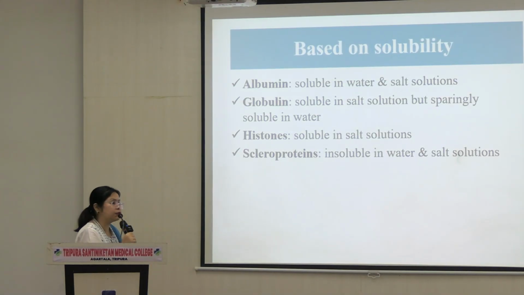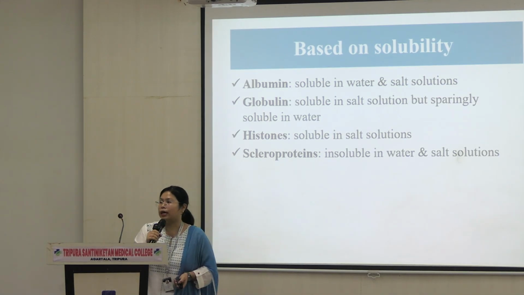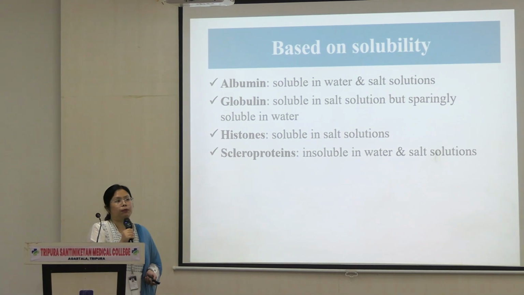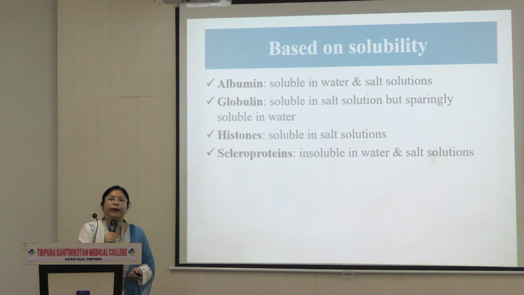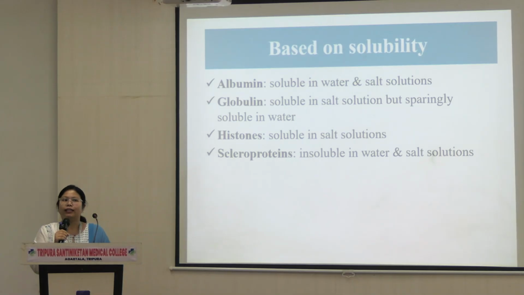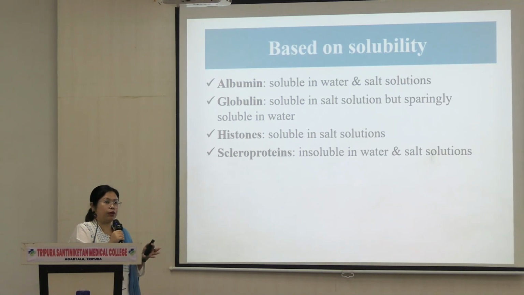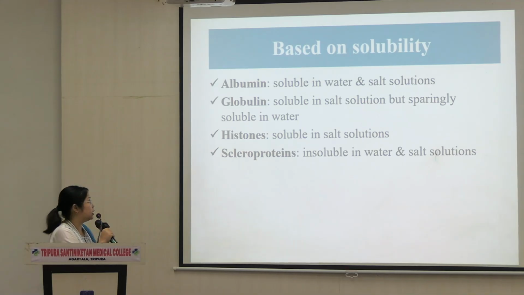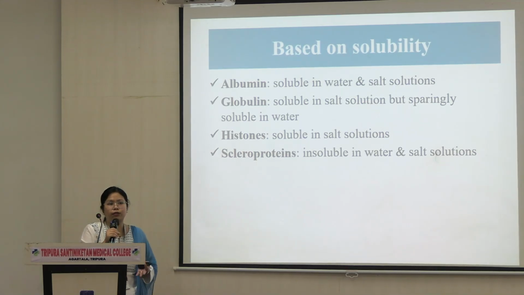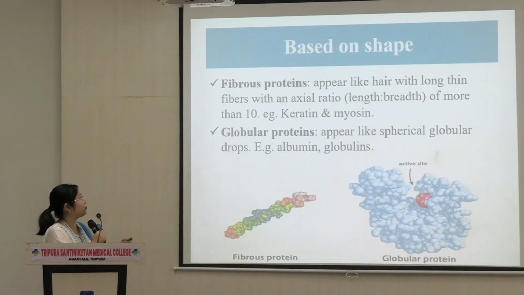The proteins that are soluble both in salt solution and in water are known as albumin. They are bulky proteins. Then globulins are the ones that are soluble in salt solution but sparingly soluble in water, which means that they can dissolve in water, but with minimal dissolution. Then we have something called histones, which are only soluble in water, and the other proteins that are neither soluble in water nor in salt solution are called scleroproteins.